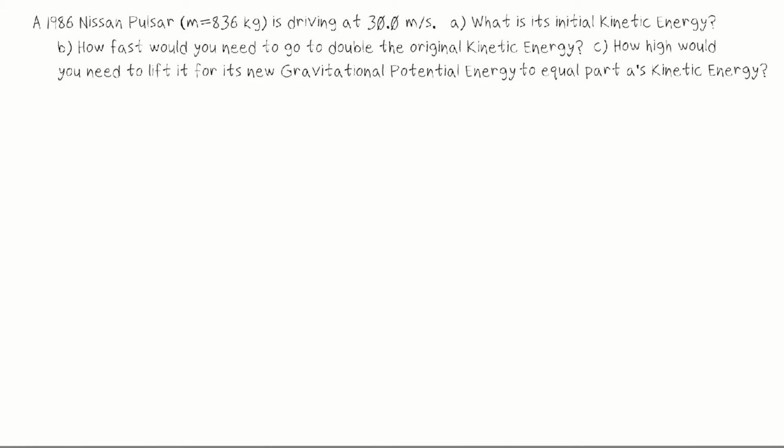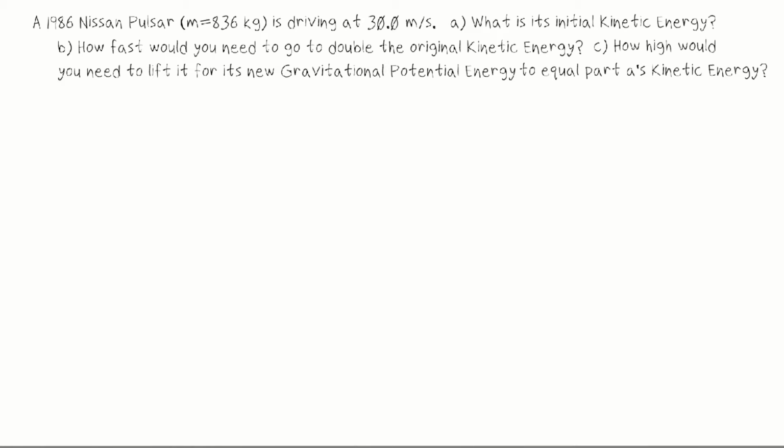Okay, so let's take a look at the problem. We've got a 1986 Nissan Pulsar, mass 830 kilograms, driving at 30 meters per second. We're interested in initial kinetic energy. We're interested in how fast you would need to go to double the original kinetic energy, and then how high would you need to lift it for its new gravitational potential energy to equal part A's kinetic energy.